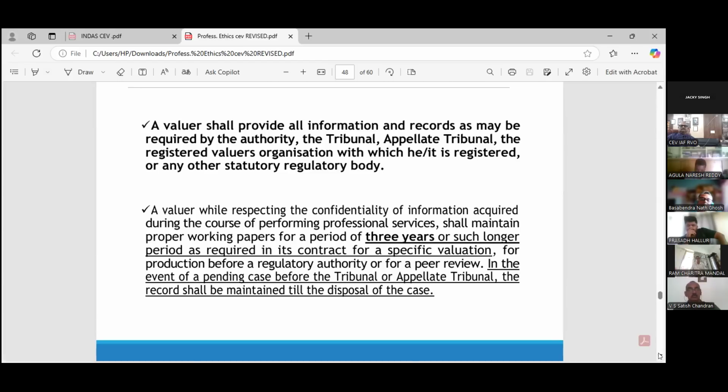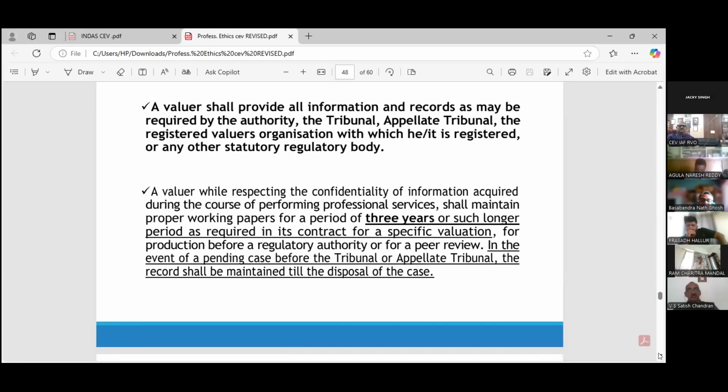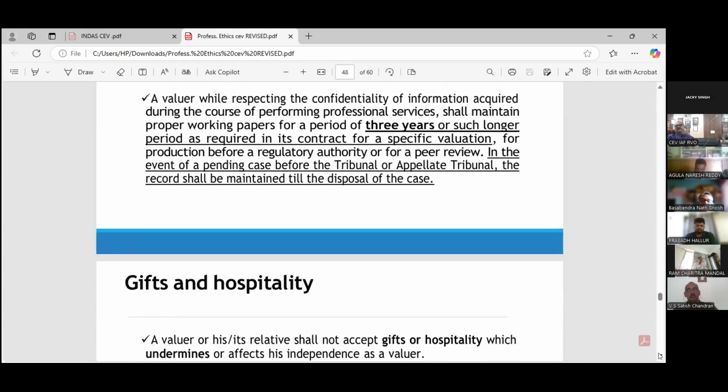In the event of a pending case before the tribunal or appellate tribunal, the record shall be maintained till the disposal of the case. And we get three situations. One situation is 3 years. Second situation is as per contract. And third situation, if any case is pending, then till the disposal of the case, you have to preserve. Any doubt related to this point?